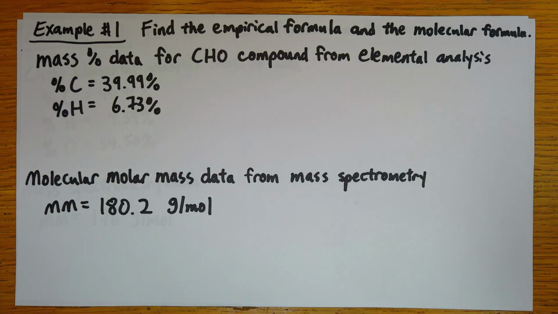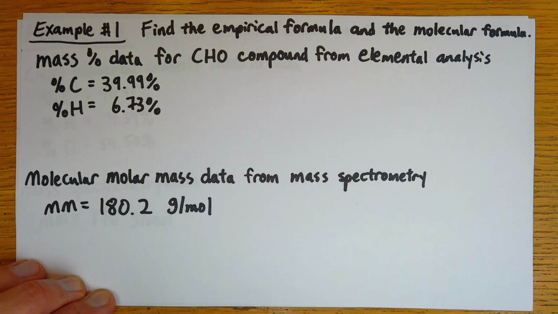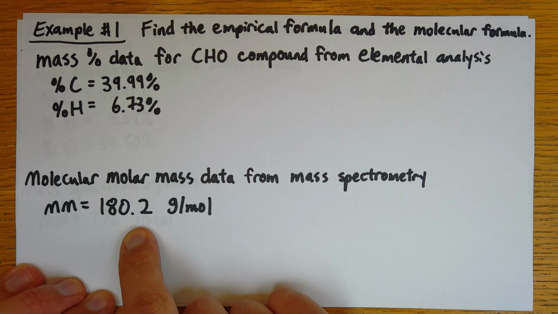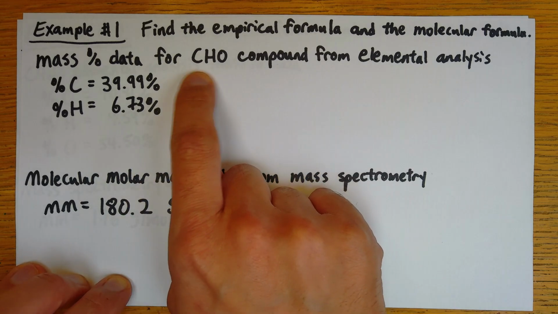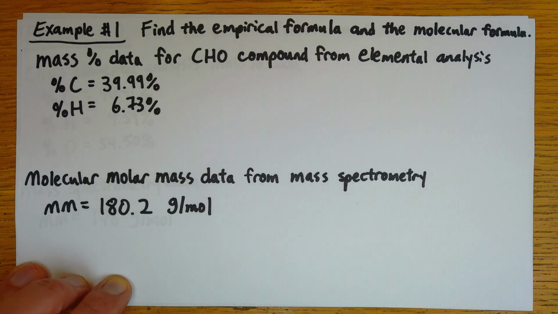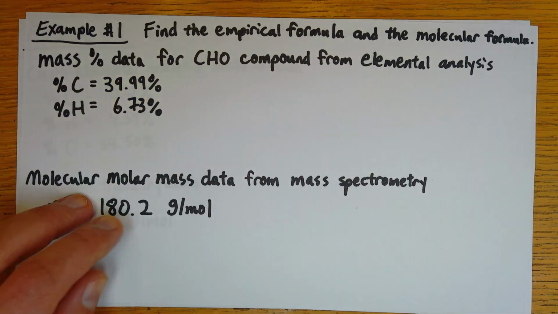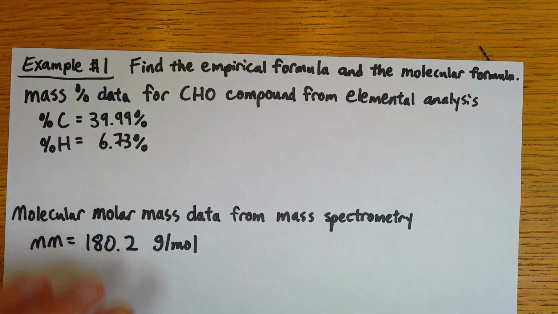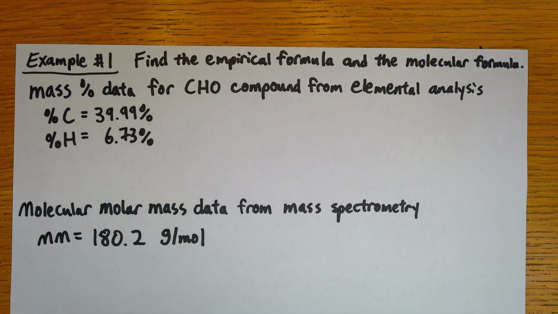All right, let's cut to the chase and do some example problems. Example number 1. Find the empirical formula and the molecular formula based off of this mass percent data and this molecular molar mass. It's a compound that has carbon, hydrogen, and oxygen in it. So it only has those 3 elements, but they didn't give us the oxygen, which means we will have to go out of our way to calculate that.